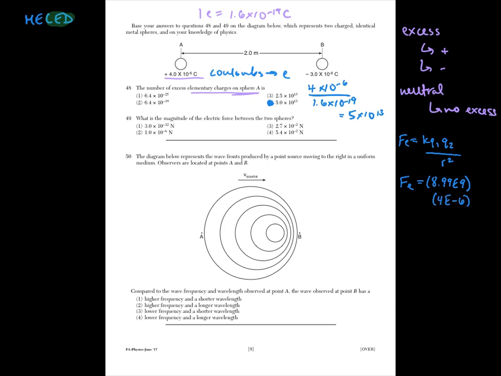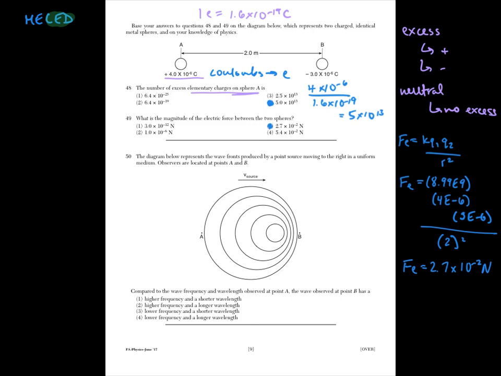4e negative 6 times 3e negative 6. E is times 10 to the whatever exponent power is given afterwards. Keep in mind this is all in the numerator. I can't fit it all. R squared is the distance between them, so it's 2, and that's squared. Plug and chug into the calculator, and you should get close to 2.7 times 10 to the negative 2 newtons as your answer.